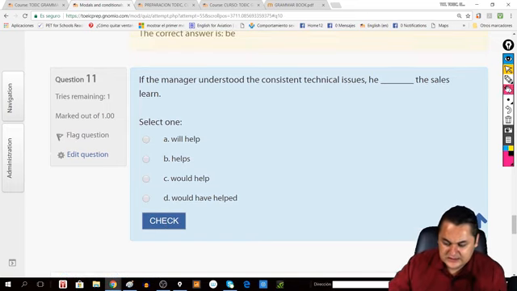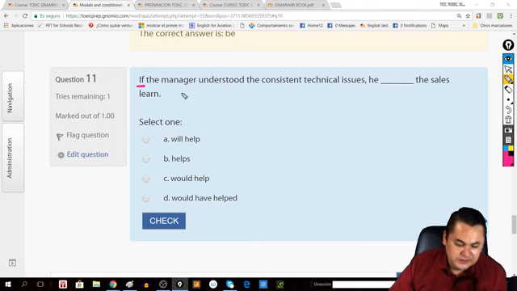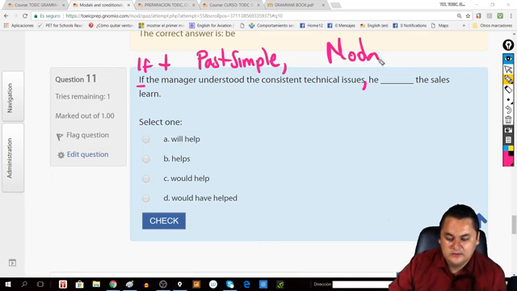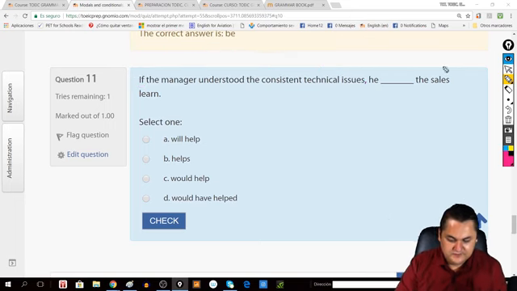And in this exercise, we have a conditional form. It says, if the manager understood, so we can say if plus past simple. I hope you remember the rule. After the comma, we need a modal. Only a modal verb. And the modal verb is option C. Would help. The other options have different modals.